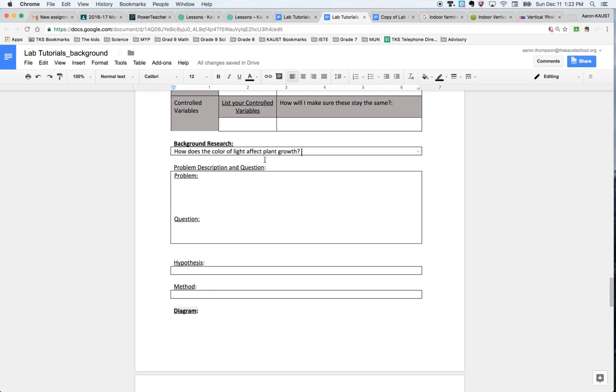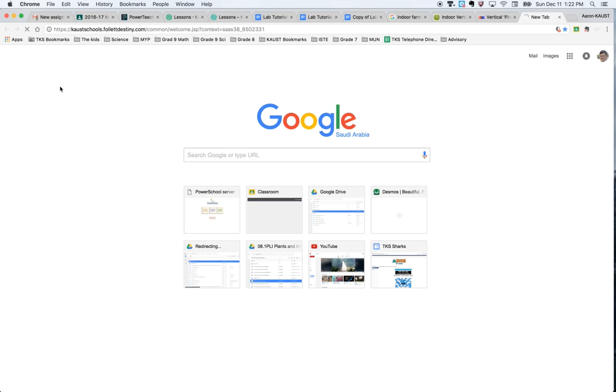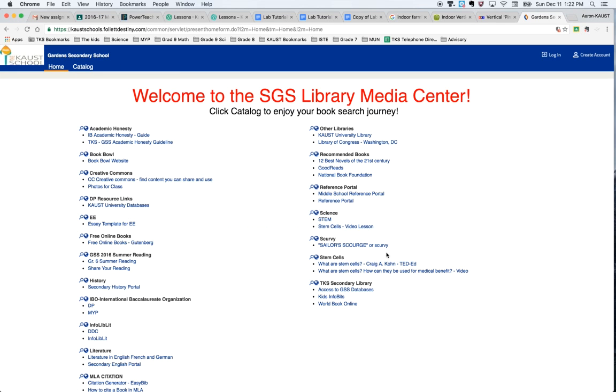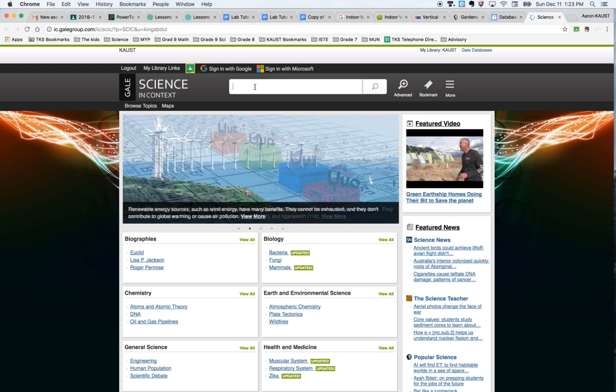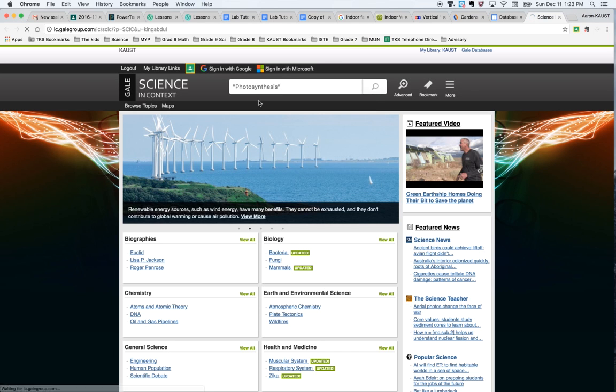When I'm doing any research, I always want to start with the library database because this is going to give me some good information to start with. So I go onto the TKS libraries, and I'm going to go to the Garden Secondary School and access the GSS database. This Gale Science in Context is always a good one for me to pick. So that's the one I'm going to start with. Since this has to do with photosynthesis, I'm going to start with that. Photosynthesis, there it is.